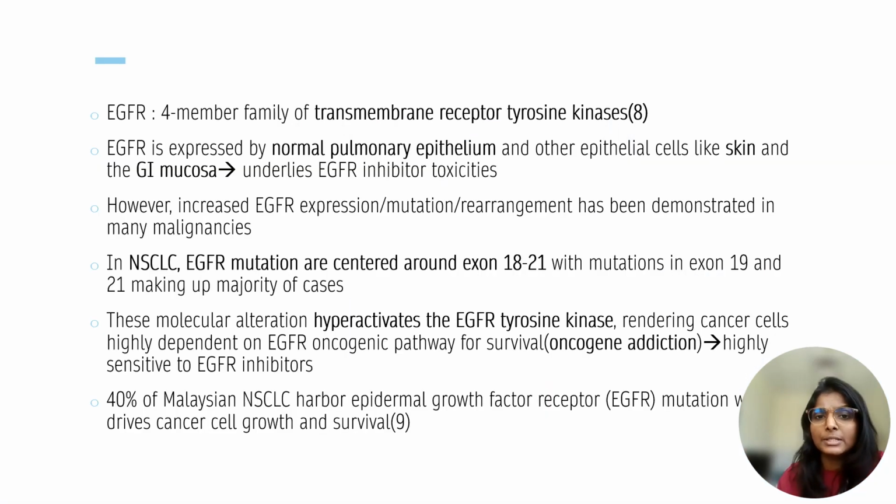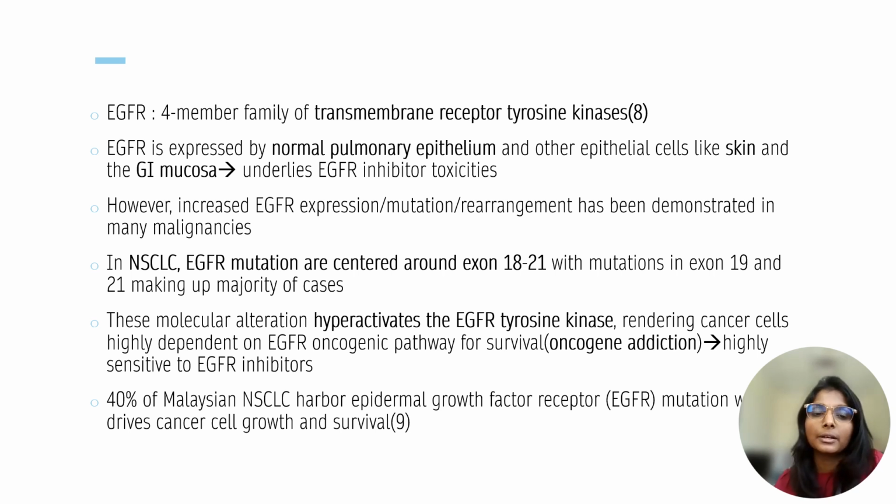Now, epidermal growth factor receptor or EGFR belongs to a four-member family of transmembrane receptor tyrosine kinases. EGFR is expressed by normal pulmonary epithelium and also other normal epithelial cells such as skin and the GI tract. This distribution underlies the common toxicities of EGFR inhibitors, where patients usually have side effects like diarrhea and rash. The problem occurs when there's an increased EGFR protein expression or EGFR gene amplification, mutation, or rearrangement. This has been demonstrated in multiple malignancies and is a major pathway for tumor development.